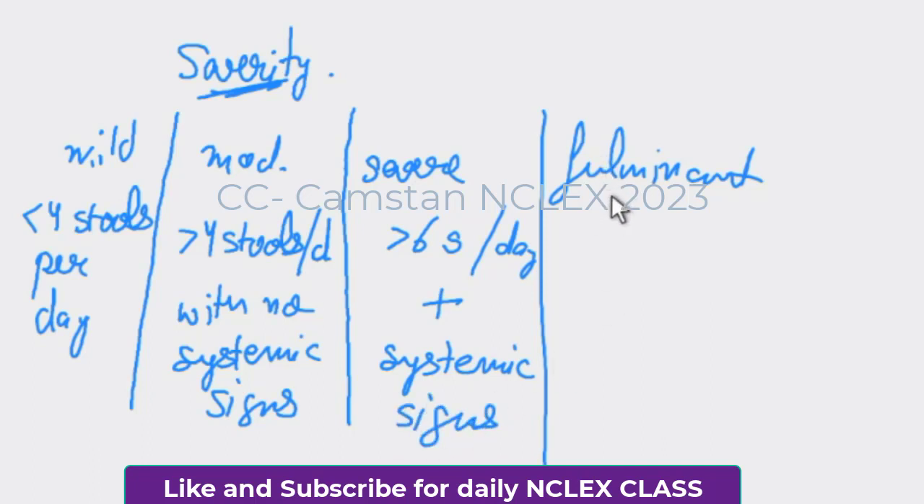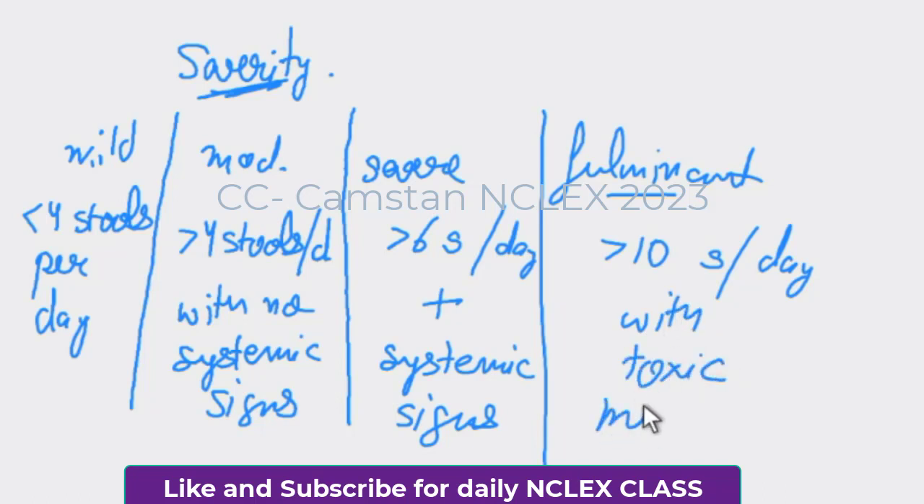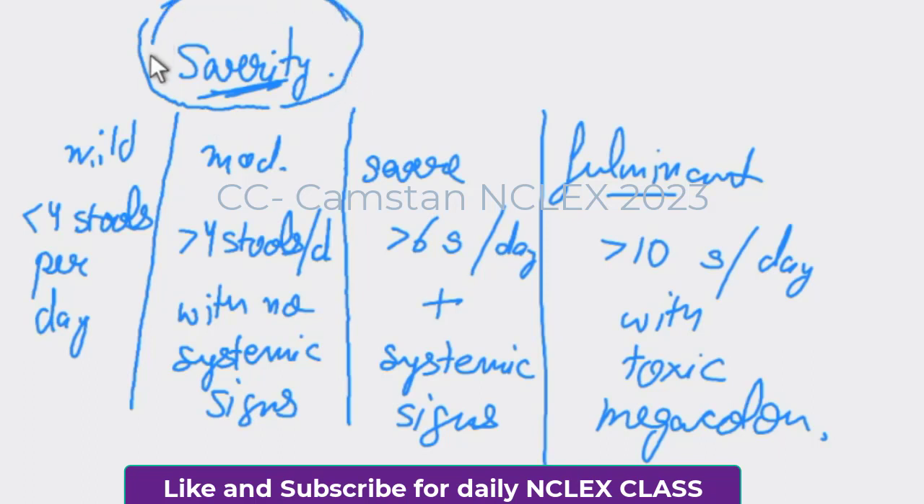The last one is fulminant. It is more than 10 stools per day with toxic megacolon. So this is how we divide ulcerative colitis on the basis of severity. That is mild, moderate, severe, and fulminant. Right.